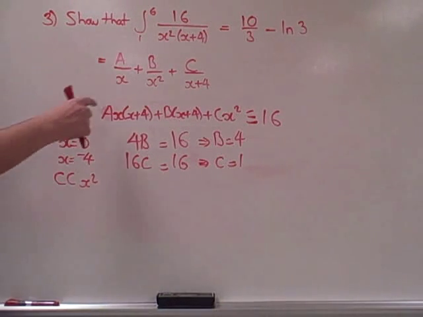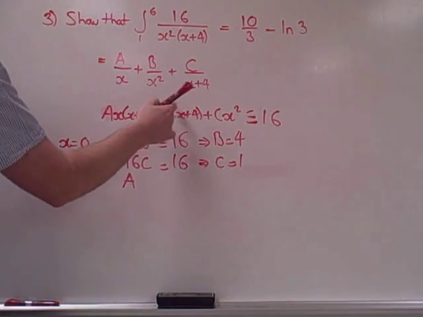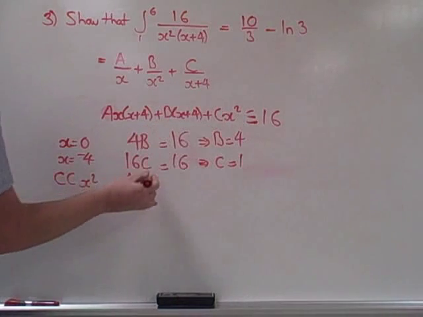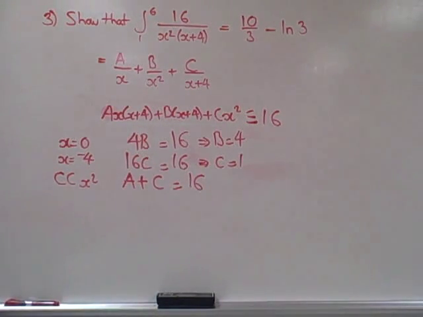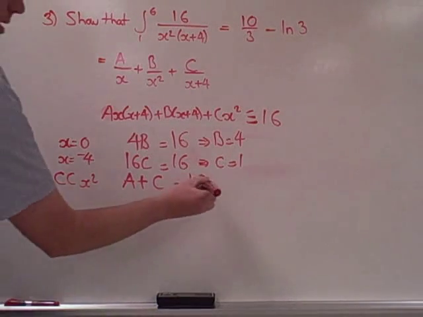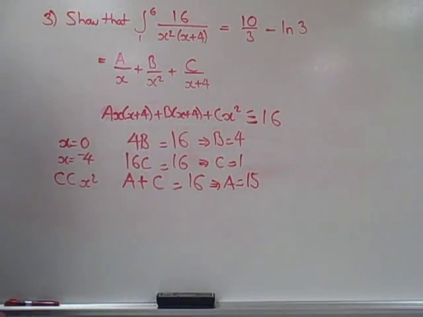So we'll use x squared. X times x is x squared, so we've got ax squared. There's no x squareds here. There is here though, there's c. So a plus c equals 16. We already know what c is. We know that c is 1. Therefore, what we can say is that a equals 15.